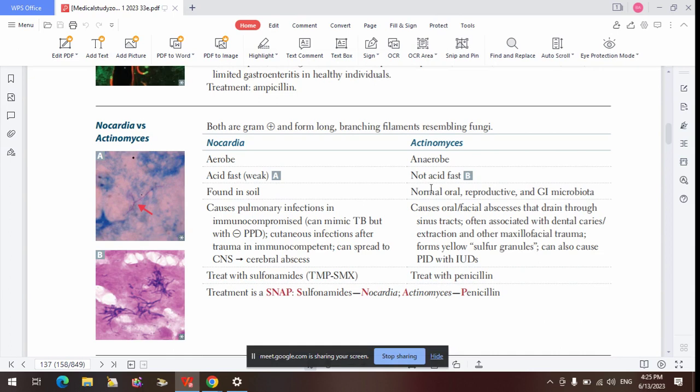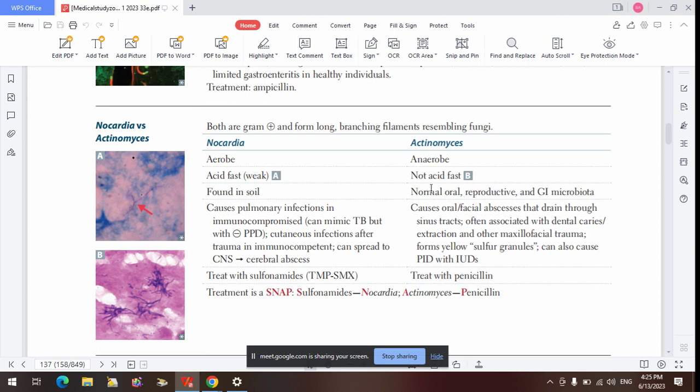The filamentous organisms include Nocardia and Actinomyces. They have a lot of differences. Number one is that one is aerobic and the other is anaerobic. Nocardia is aerobic, Actinomyces is anaerobic. Nocardia is partially acid fast, while Actinomyces is not acid fast at all.